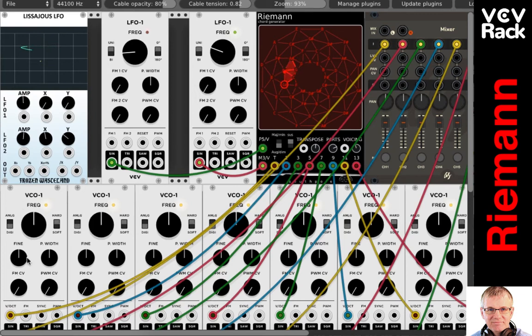So that's over here on the first of my VCOs, and that goes up to number 1 here. That's right here, the first input on my mixer. Okay, so that's all of the outputs across here. So now you know how the sound is coming out of it. Let's have a look at how the sound goes into it.